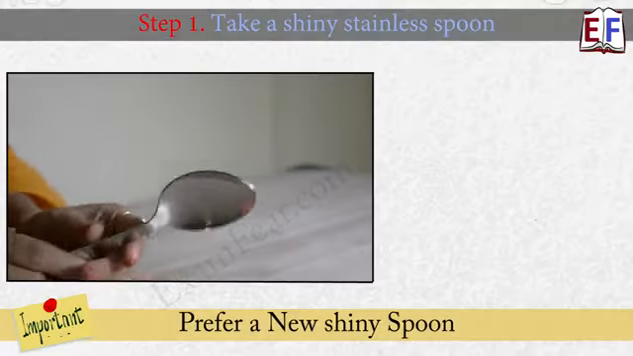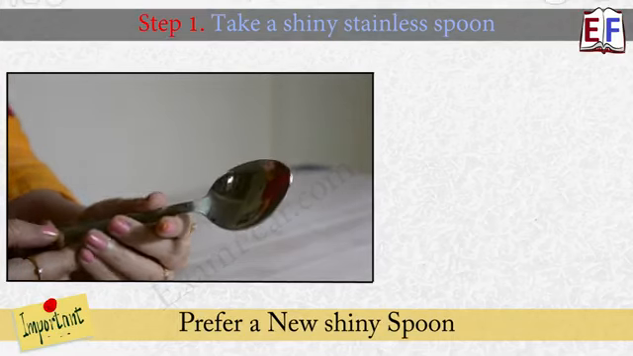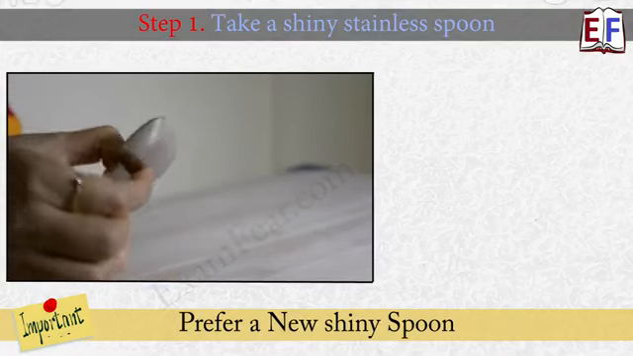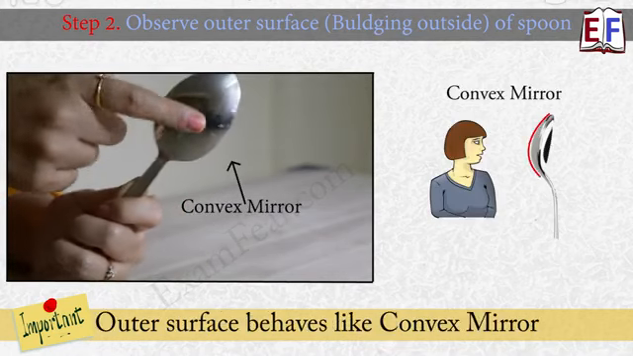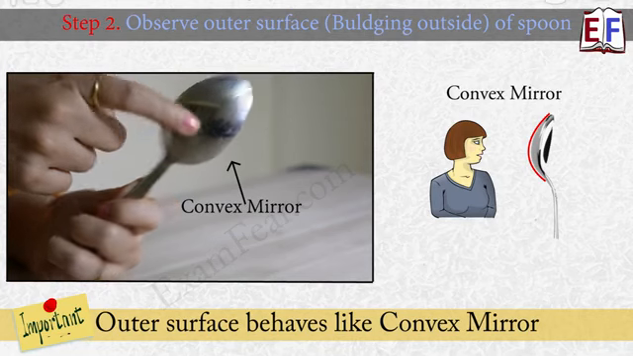Image formation by a concave and convex mirror. So let us now take a stainless steel spoon. In this spoon, if you observe the surfaces, you see that there is one outer surface which is bulged outwards. So this acts like a convex mirror.